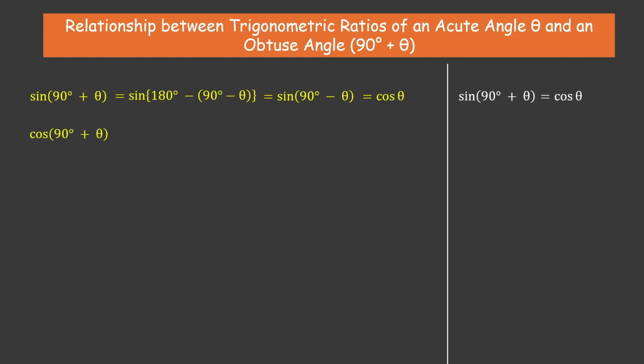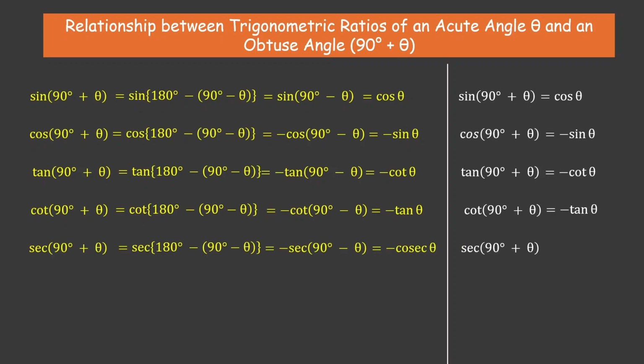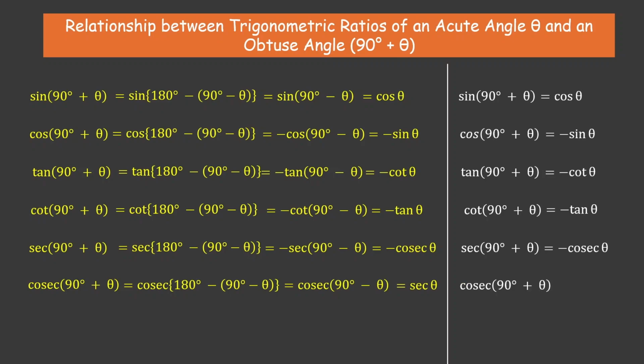Next, we have cosine of 90 plus theta. And we can write it like this. Now, cosine of 180 minus some angle, which is an acute angle, is equal to negative cosine of that angle. And we know that cosine of 90 minus theta is equal to sine theta. Along with this negative sign, it becomes negative sine theta. So, cosine of 90 plus theta is equal to negative sine theta. Next, we go on and find tangent of 90 plus theta. And so on, we can find the relationship of other trigonometric ratios as well.